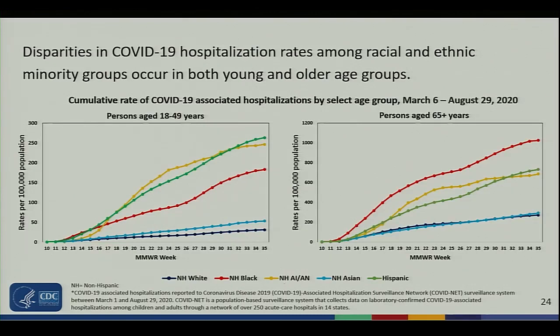These figures show that racial and ethnic disparities in COVID-19 hospitalization rates among racial and ethnic minority groups occur in both young and older age groups. In younger adult age groups on the left, hospitalization rates among American Indian or Alaska Natives and Hispanic persons are higher, and in older age groups on the right, hospitalizations among Black persons are higher. Next slide.